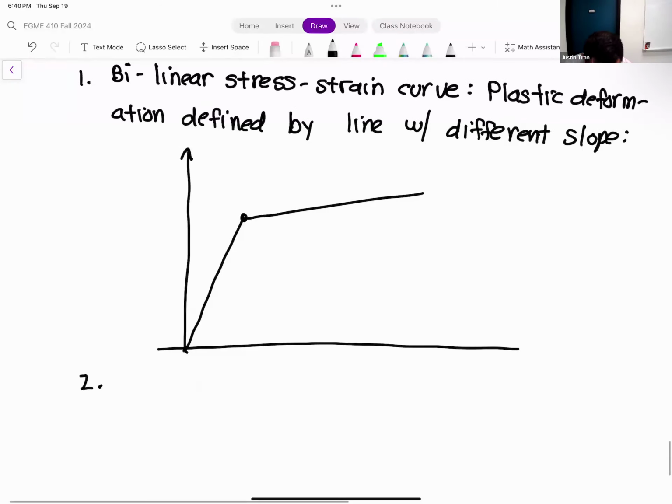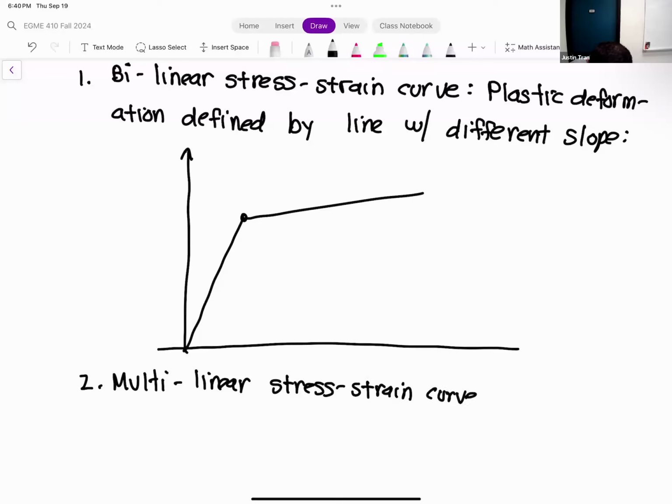Then the other option that you have, if you have a lot more data, is to take what's called the multilinear approach. In the multilinear case, you're going to specify different slopes in different regions. This will give you a greater degree of control, but of course, this is going to require a lot more data.